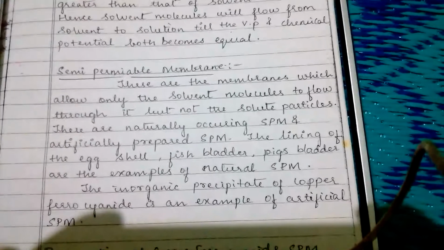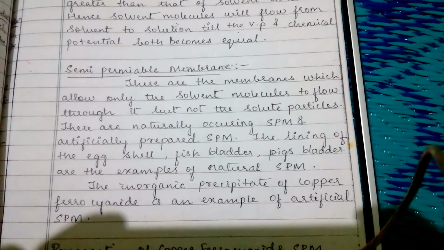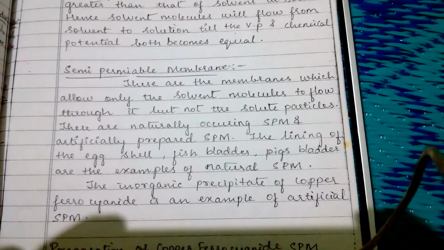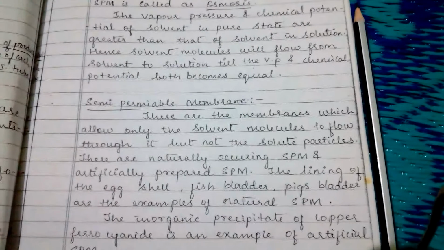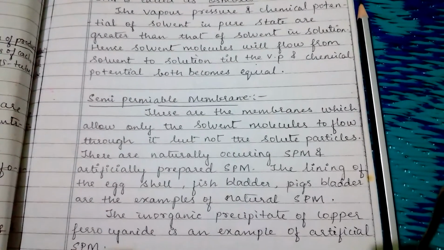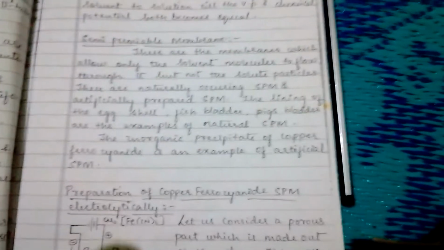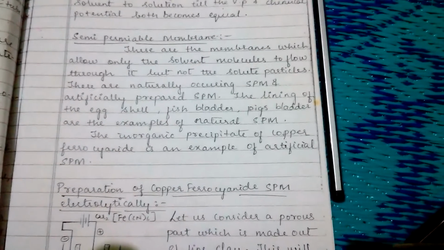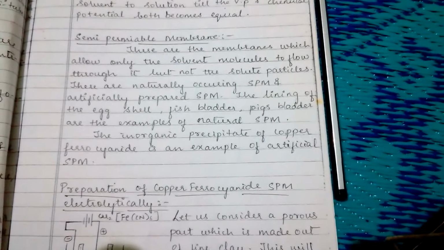Now let us study what we mean by a semi-permeable membrane. These are membranes which allow only the solvent molecules to flow through them but not the solute particles. There are naturally occurring semi-permeable membranes and artificially prepared semi-permeable membranes. The lining of the eggshell, fish bladder and pig bladder are examples of natural semi-permeable membranes. The inorganic precipitate of copper ferrocyanide is an example of an artificial semi-permeable membrane.